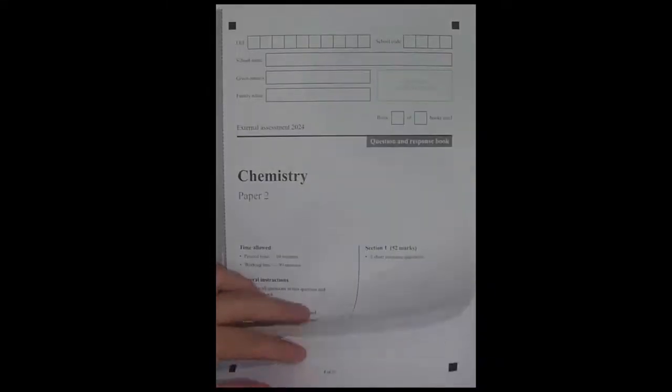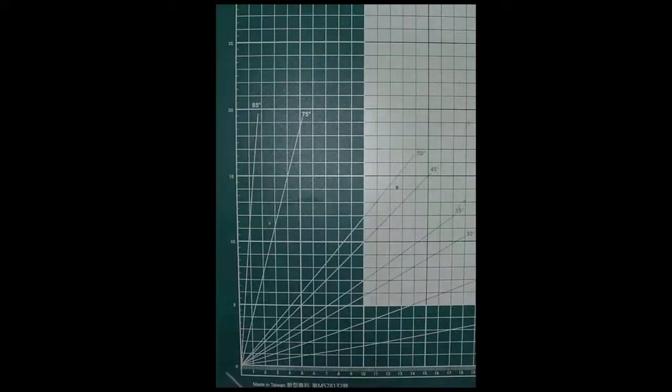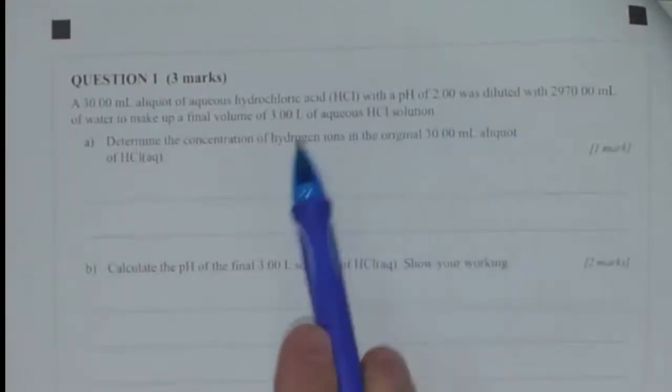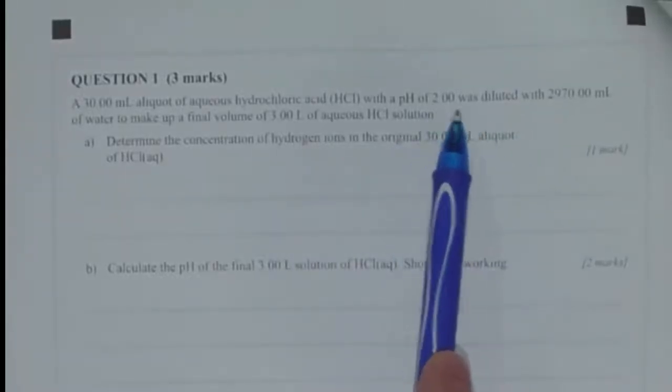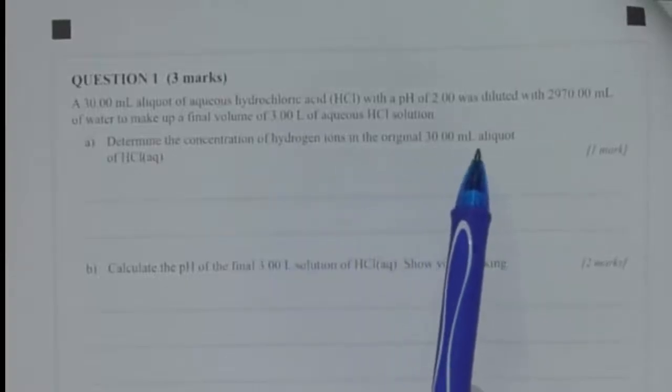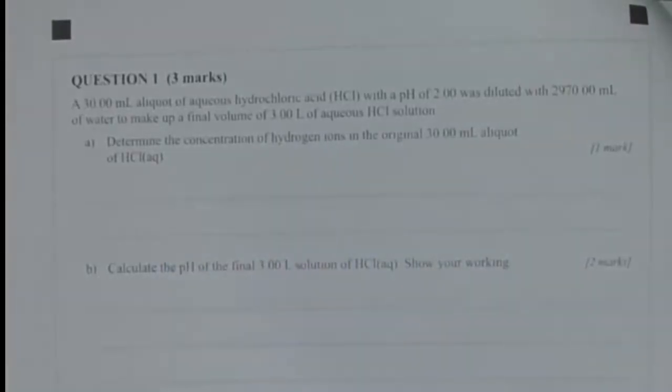Paper 2. Okay, a 30 ml aliquot of HCl of pH 2 is diluted with water to make 3 L of aqueous solution. Determine the concentration of hydrogen ions in the original 30 ml aliquot.